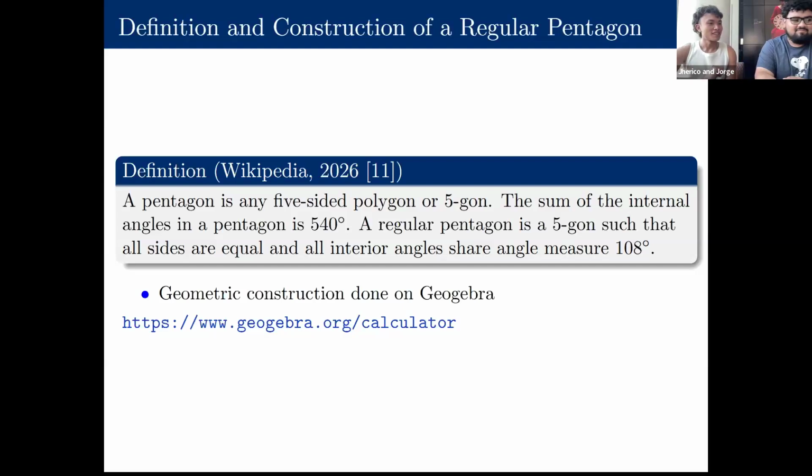So, do we just open GeoGebra now? Yeah, so now we're going to get into it.